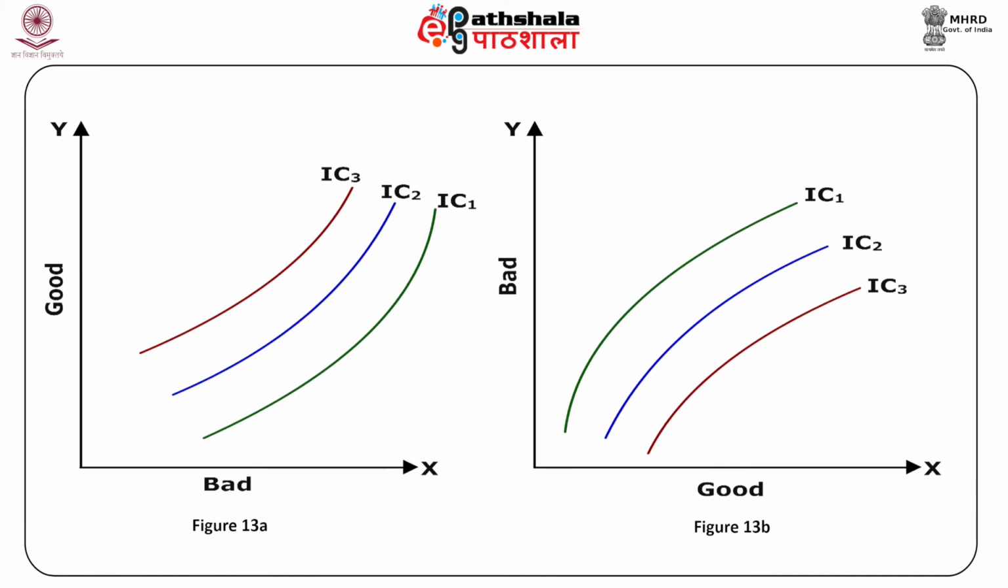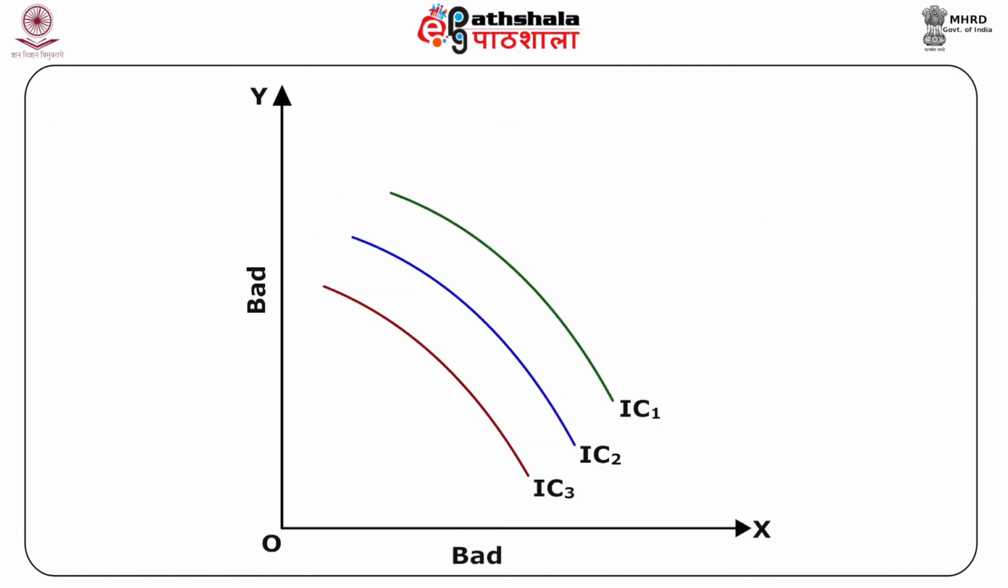If commodity X is a good and commodity Y is bad, the indifference curves are upward sloping to the right, as shown in figure 13b. Now you can see figure 13a and 13b.